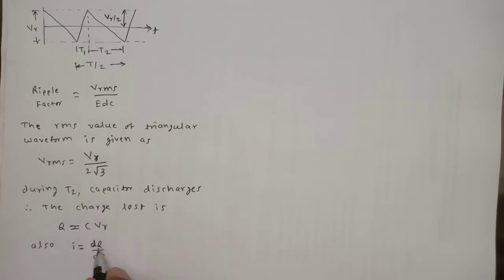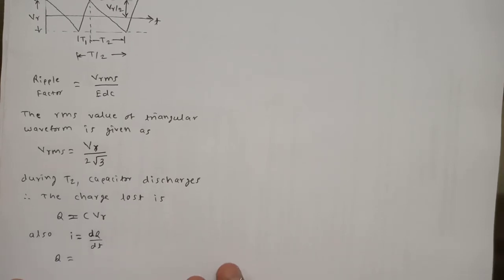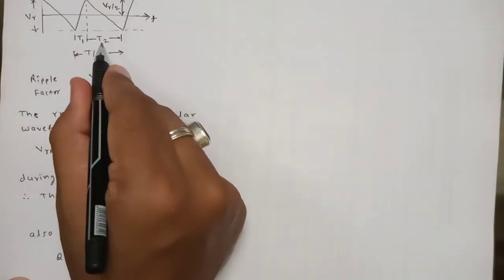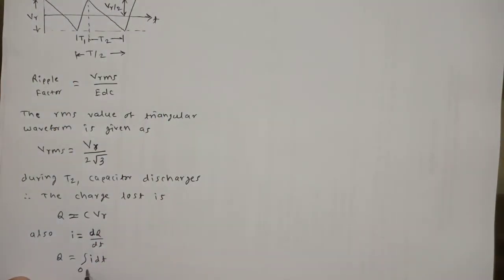So further from this equation, I can write the equation for the charge q as q is equal to, now it is the derivation, so here I will take the integration. From this expression I am getting the equation for charge q. So charge q is equal to integration of I dt. And now here we are talking about the discharge time, meaning during the time interval t2. That's why the limits will be from 0 to time t2.